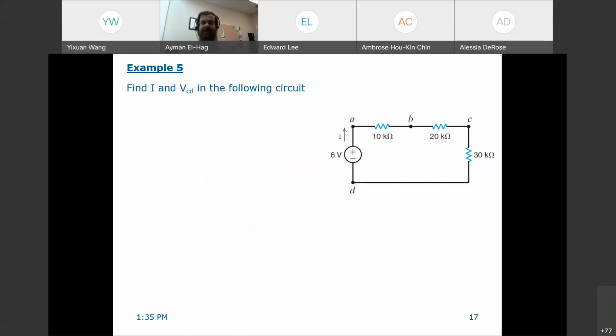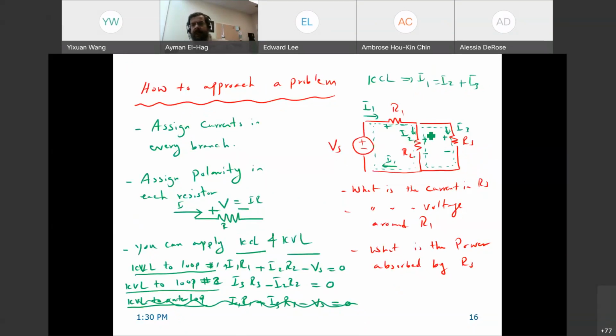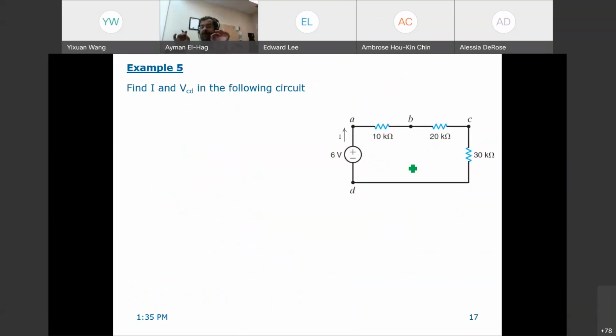So in this question, it says find I and VCD. The first thing you have to find is I1, I2, and I3. Once you know I1, I2, and I3, the currents in every branch, then you can find anything else. Power, voltage: you apply V equal to I times R. Now you know R, you know I. P is equal to I squared R. You know I and you know R, so you can find anything in the question. So the first challenge here is to find the I.